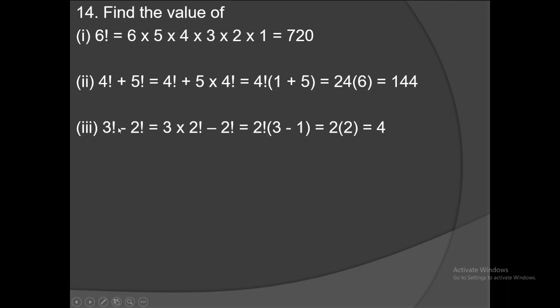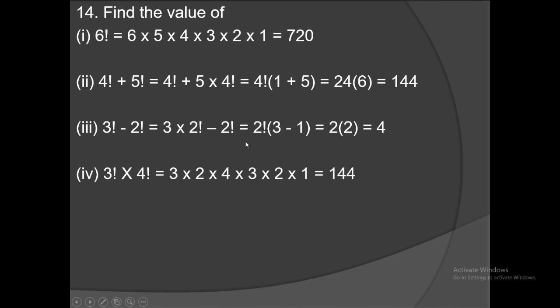Subdivision 3. 3 factorial minus 2 factorial. So 3 factorial is the bigger number, so I can write it as 3 into 2 factorial minus this 2 factorial. Can you understand? From these two terms, I can take the 2 factorial outside. So here I have 3, here I have 1. So 3 minus 1. What is 2 factorial? 2 into 1, which is 2. 3 minus 1 is 2. 2 into 2 is 4.